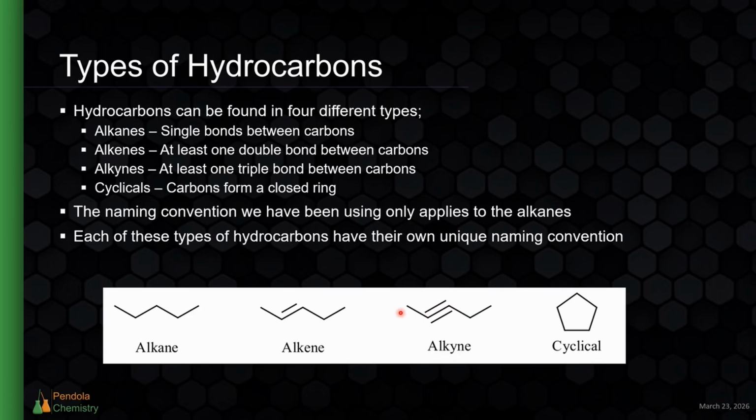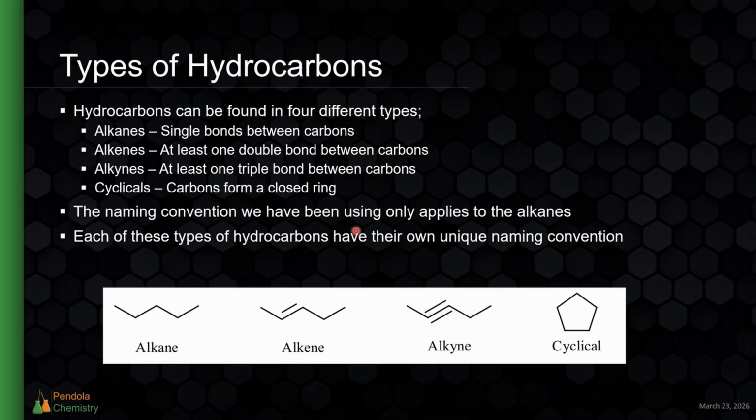Alkynes, by the same logic, are hydrocarbons that have a triple bond somewhere in their body. And then cyclicals are carbon chains that form a closed ring, like what we saw earlier. So this is a cyclopentane, where the cyclical has a closed ring, meaning that the end carbons, instead of being just in a straight line, attach to each other.